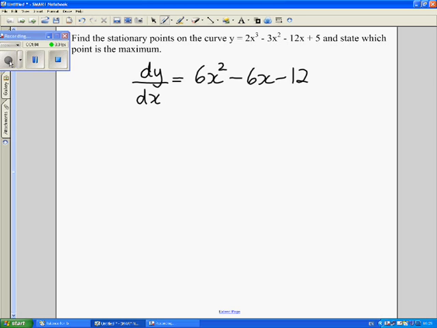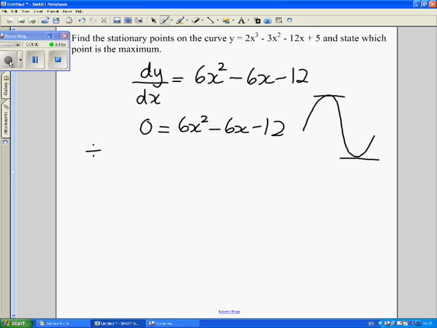Now, a stationary point is when the gradient is equal to 0. At a turning point, whether it's a maximum or a minimum, the gradient is 0 at either of these points. So we now put dy by dx equal to 0. We get 0 equals 6x squared minus 6x minus 12. To find the stationary points and the values of x, we need to solve this quadratic equation.